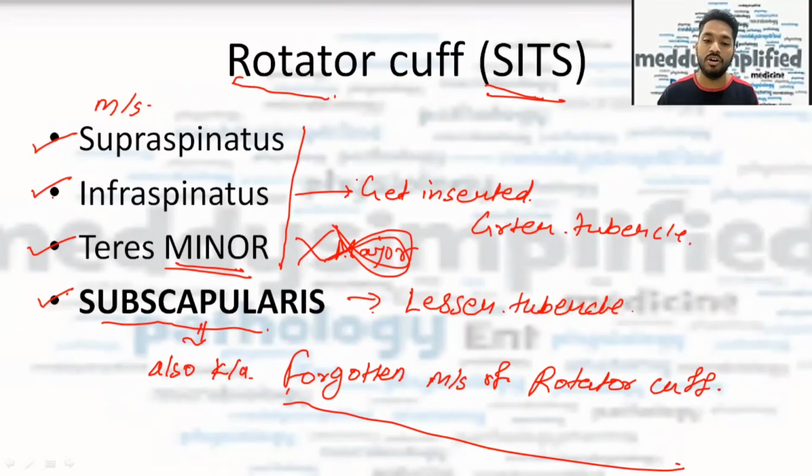Third question, it can be which of the following muscles gets inserted at the lesser tubercle. So the options will be supraspinatus, infraspinatus, teres minor, and the answer should be there, subscapularis. Remember, subscapularis is an exception of the rotator cuff. Supraspinatus, infraspinatus and teres minor get inserted at the greater tubercle, and subscapularis gets inserted at the lesser tubercle, and it is also known as the forgotten muscle of the rotator cuff. So here one question can be framed in these three ways. So I hope you remember the rotator cuff very well before going for the exam.